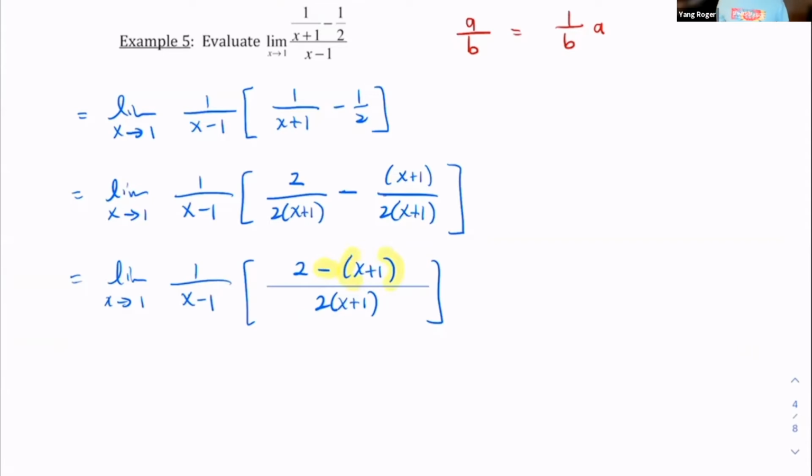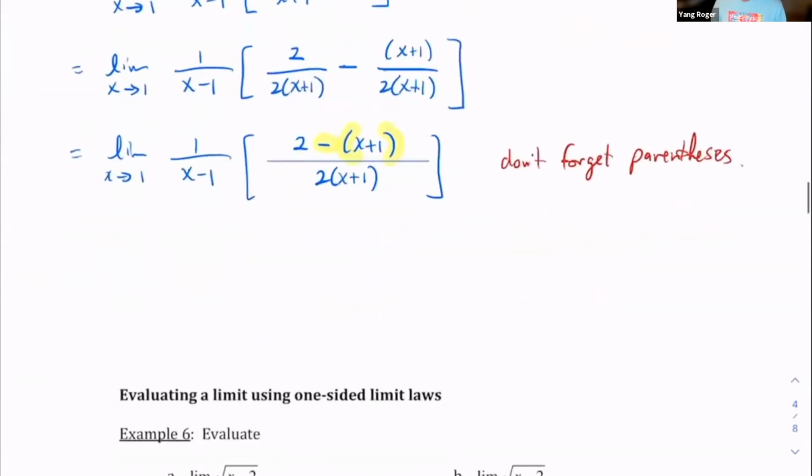From my experience, the way that students mess this thing up is they forget to distribute the negative. So I'm going to make a comment here. Don't forget parentheses. Don't forget to distribute. Okay.